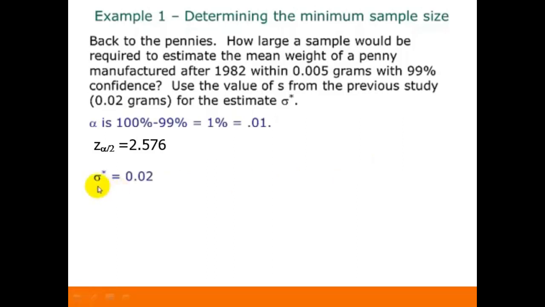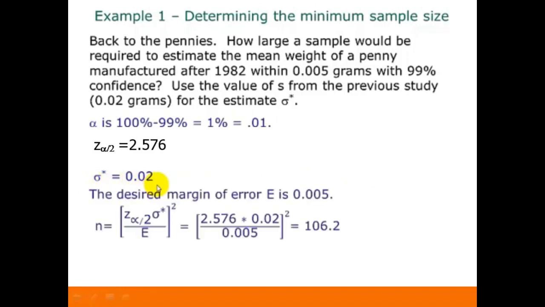Our standard deviation estimate is 0.02, and the margin of error we want is 0.005. Here you kind of have to read this into the problem because it just says within 0.005 grams. It doesn't say specifically that's what the margin of error is going to be, but that's what that means.